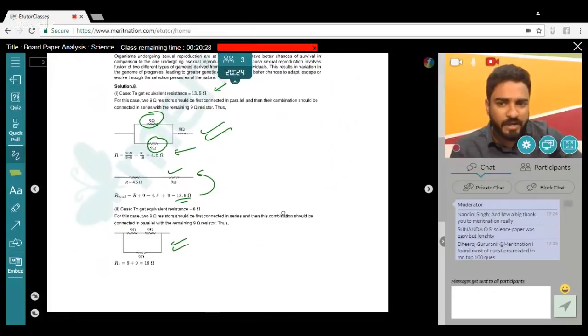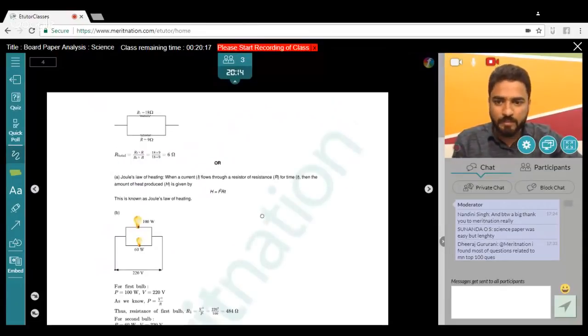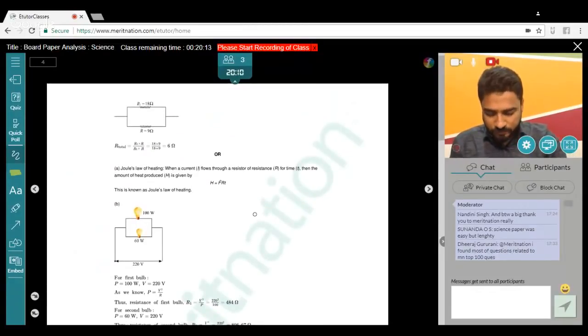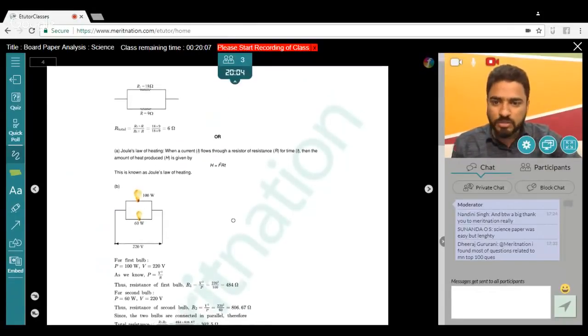This might be a bit tricky, as you had to imagine what could be the setup. Not a direct question from NCERT, but yes, a bit tricky. That was question number 8. The next question that we have is question number 9. If I move on to question number 9, or basically we have one more part of the 8th question, Joule's law of heating.